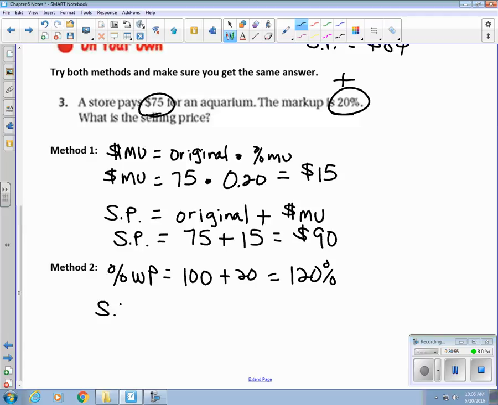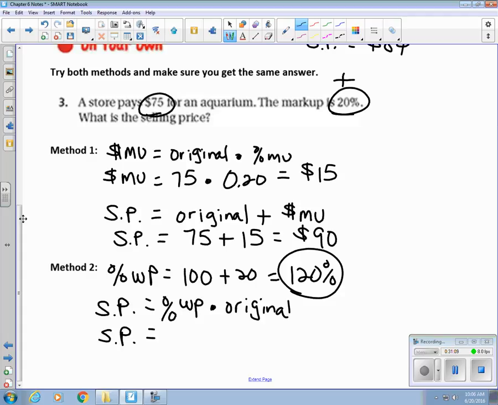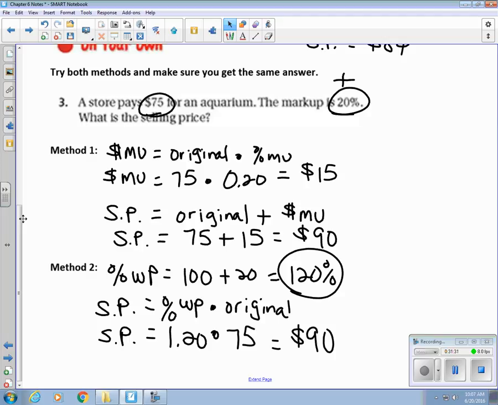So our selling price is equal to the percent we pay times the original. The percent we pay we just figured out, that's 120%. So the selling price is equal to 120%, but we write that as a decimal, 1.20, times the original amount, which is $75. I'm going to go ahead and calculate that on the calculator, and I end up with $90 once again. So again, you can do either method, the one that you like. If you have a question on either of these methods, please make sure you ask in class, and we'd be happy to help you with some more example problems.